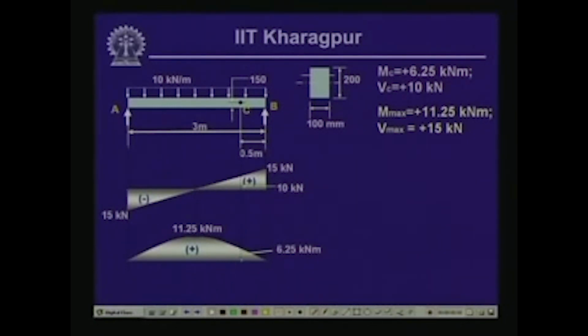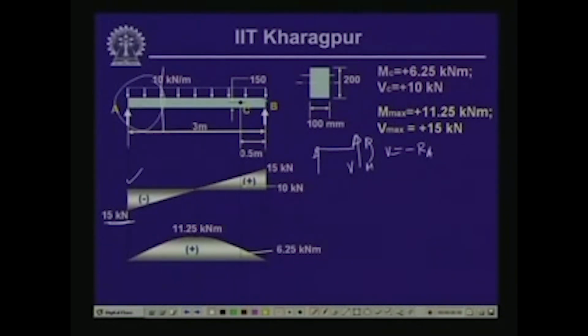Now, Ra we have obtained as 15, Rb also as 15. Now, if we take a free body diagram of this particular member on the left hand segment, we have the support reaction Ra, and on this we have the shear force V and the moment M. So, V plus Ra equals 0. So, V is equal to minus Ra. So, we have 15 kilonewton negative as the shear force over here.